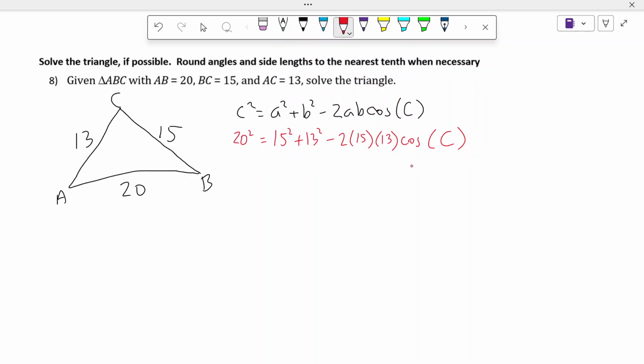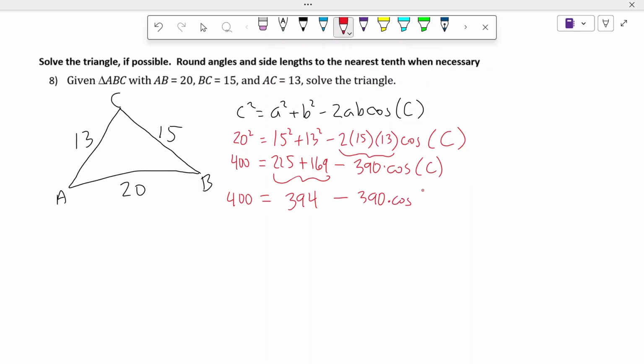So let's do all of this, crunching all the calculations using a calculator. That's 400. This is 225. And this is 13 times 13 is 169. And then all of this, multiplying those together, is 390. And then we still have to multiply with the cosine of angle C. Looks like we can add these two together. So let's leave this side alone and add those together. What does that make? 394 minus 390 times the cosine of angle C.